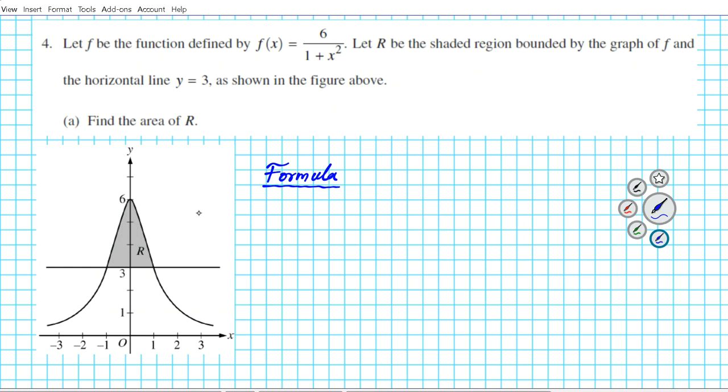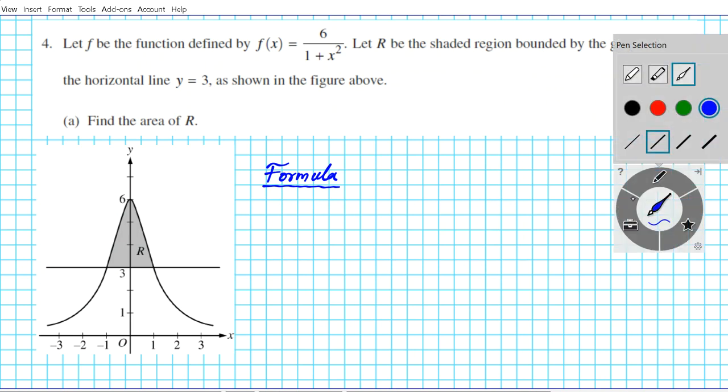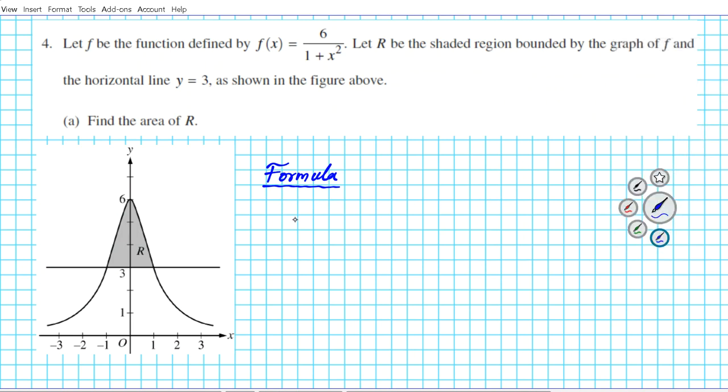Had it been oriented horizontally, left, right, so you have something like this and then like that, in a scenario like this, it would be a side-to-side orientation, and it would be in a function of y in a case like this. But this one is a function of x, so this is what the formula will look like. It's going to be the area between these two curves.